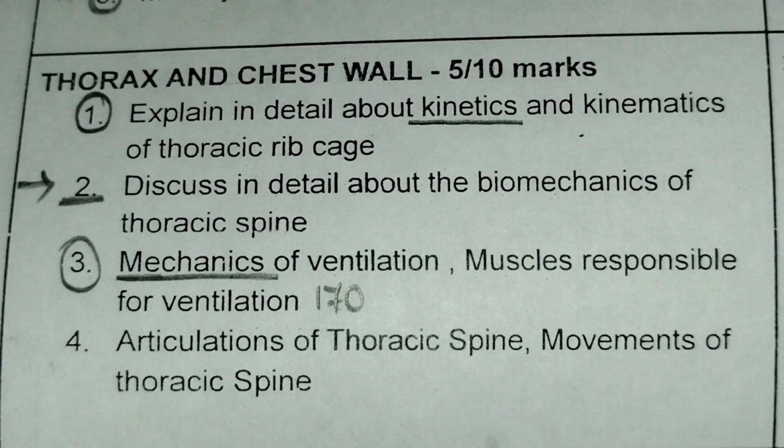Now let's start with the next chapter, that is thorax and chest wall. In this, the important 5 or 10 mark questions are: the first one, explain in detail about kinetics and kinematics of thoracic rib cage. Second one, discuss in detail about the biomechanics of thoracic spine. Third one, biomechanics of ventilation, muscles responsible for ventilation. Fourth one, articulations of thoracic spine and movements of thoracic spine.